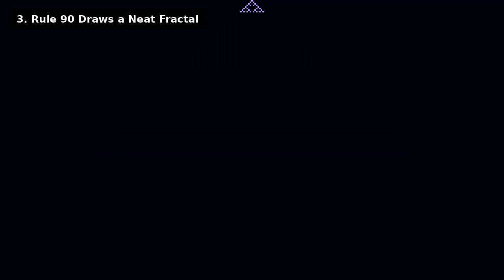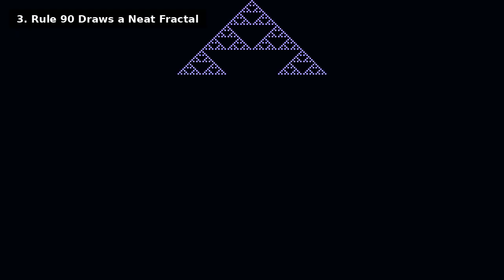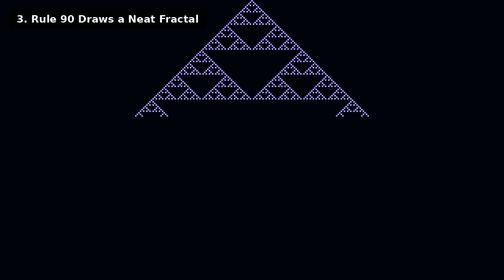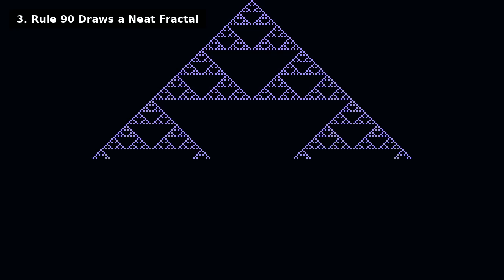Time for the first surprising rule. Rule 90 colors a cell from its 2 neighbors. From one square, it draws nested triangles. This shape is the famous Sierpinski triangle. It is complex, yet completely orderly.